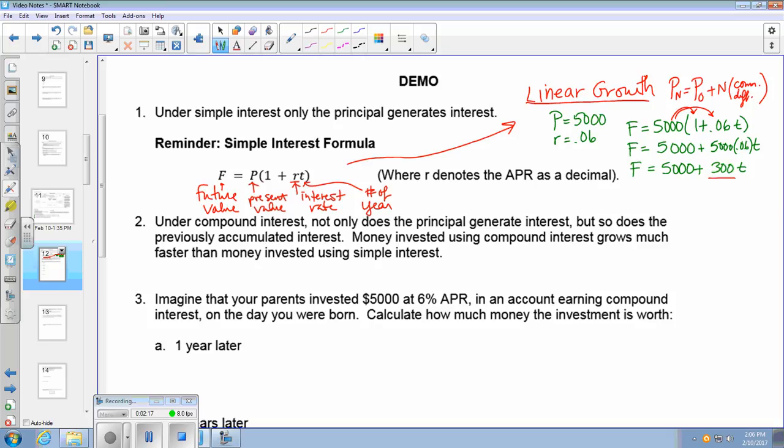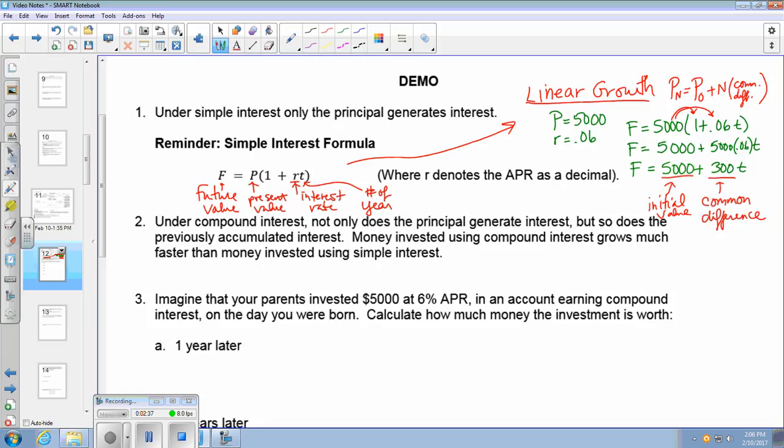So here's our common difference. You're going to get $300 interest every year you leave that money in the account to grow. So that's our common difference. This is our initial value. And so simple interest is really linear growth.